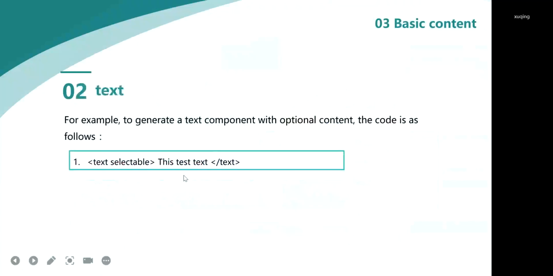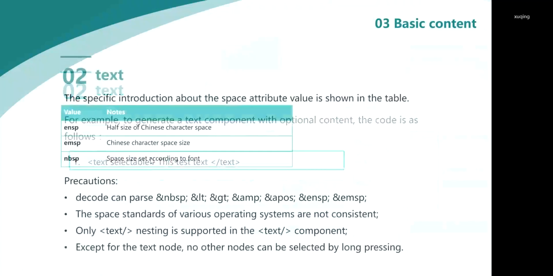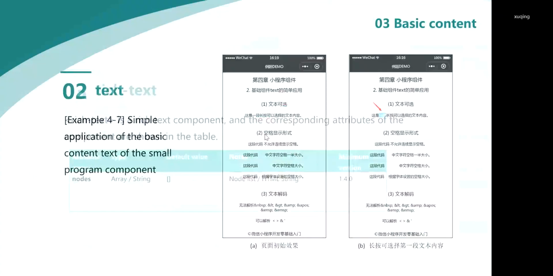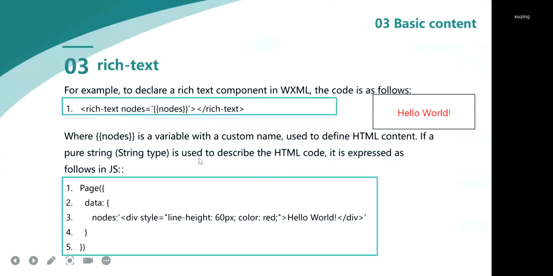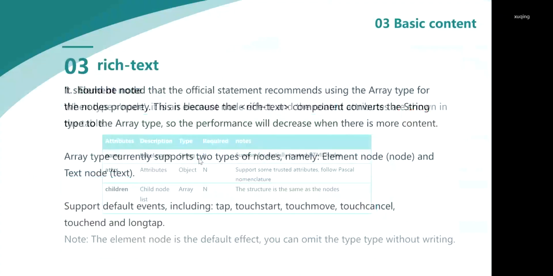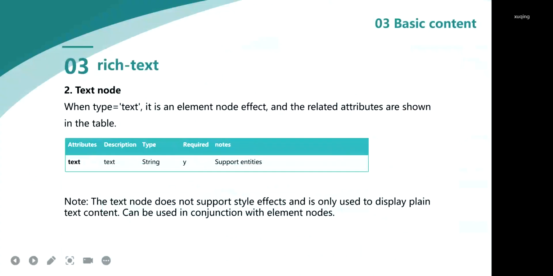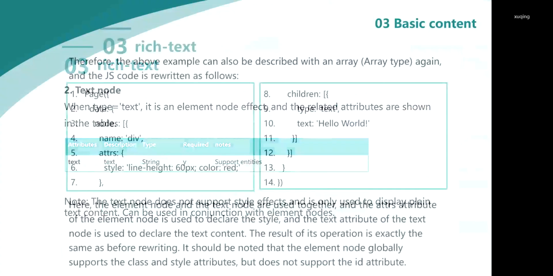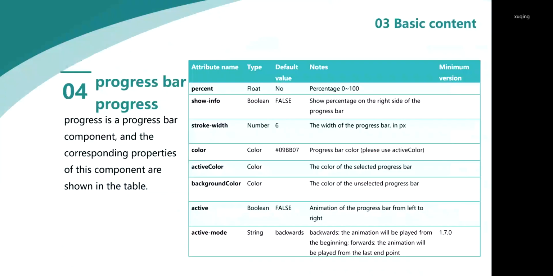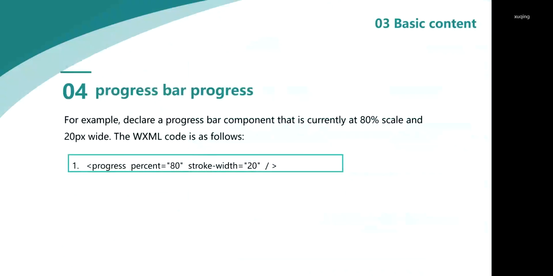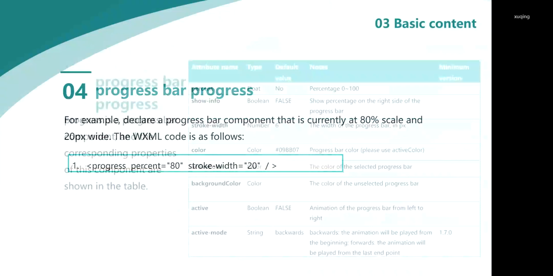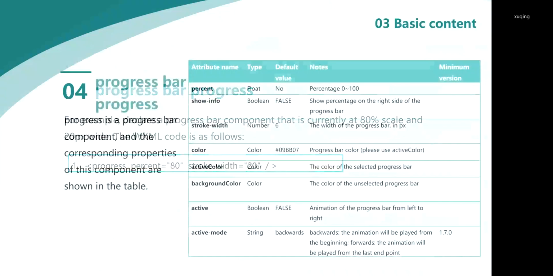We had already talked about text, these examples with rich text. And now we'll see something else. Here we have a different node for rich text. Now we'll see progress bar.